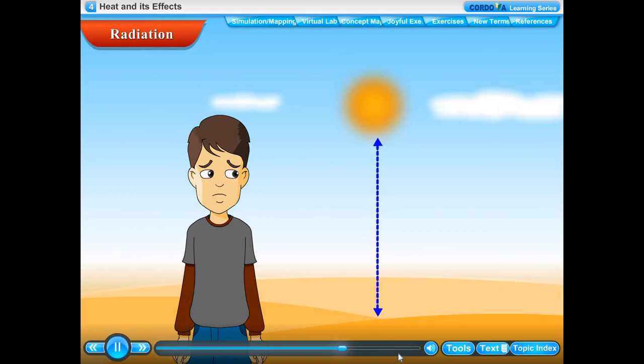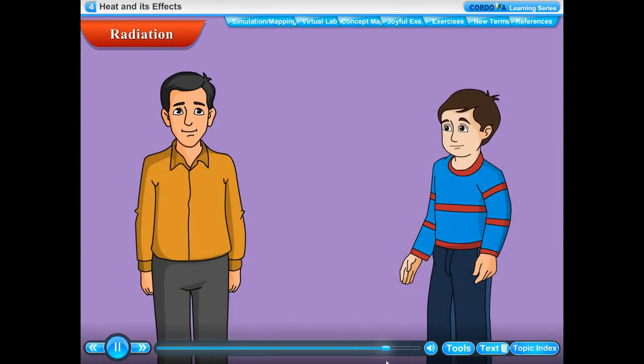Most of the space between the sun and the earth is vacuum. The heat from the sun reaches us traveling through vacuum. The heat energy transferred without the need of any medium is called radiant heat. Radiation is the process of transfer of heat from a hot body to a cold body without affecting the medium. Radiation needs no medium.